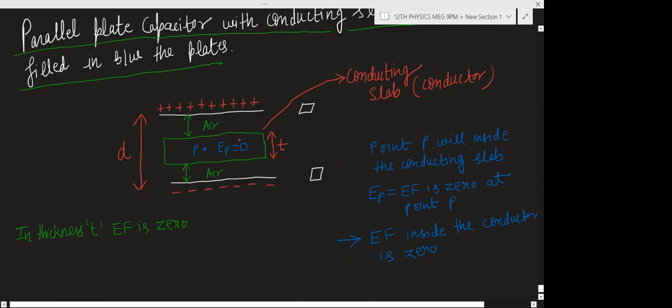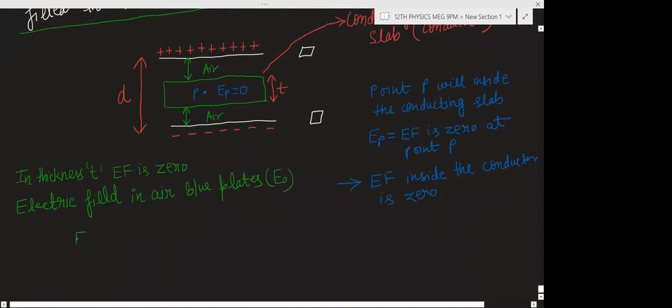We know that at each and every point the electric field in air between the plates, which I am representing with E naught, is given by sigma by epsilon naught. Do you remember, Hamza?